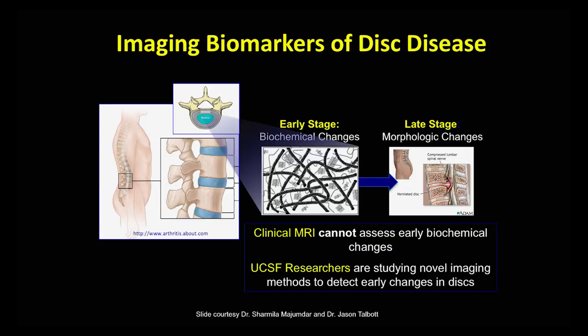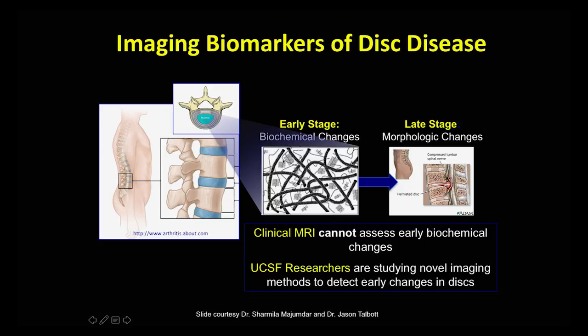So the first, looking at imaging biomarkers of disc disease. So we've talked about how degenerative disc disease is a leading cause of pain and disability in adults in the United States. There are two stages of disc degeneration. The early stage, which consists of biochemical changes, and this leads to a later stage, which consists of some of the morphologic changes that we can see on a CT scan and MRI. And while we can diagnose these morphologic changes that occur later, what we really want to do is identify these biochemical changes that are occurring much earlier, okay?